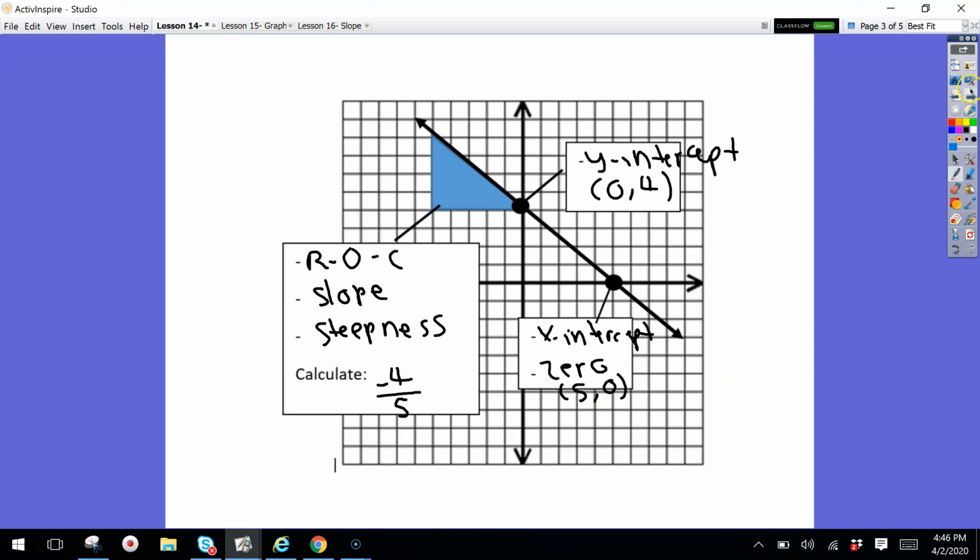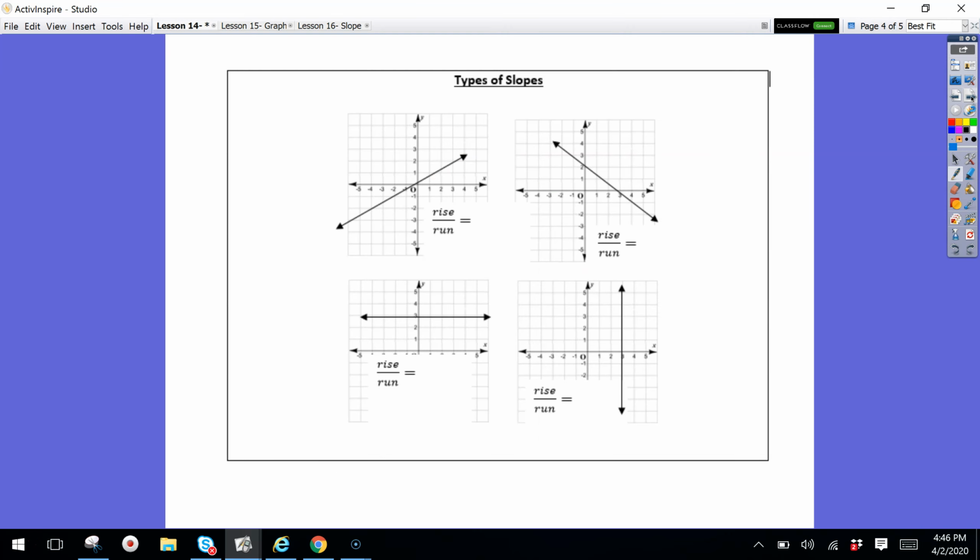Okay, now that we have those 3 important parts known, let's go in depth a little bit more about slope. Notice here's this slope. Let's calculate it. It's going up 2 over 3, so positive 2 over 3. This graph right here is going down 3 over 4, so negative 3 over 4.